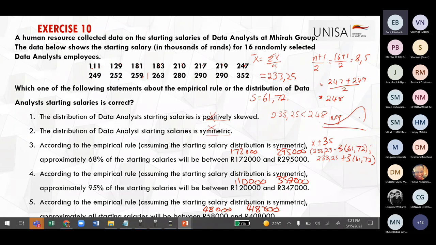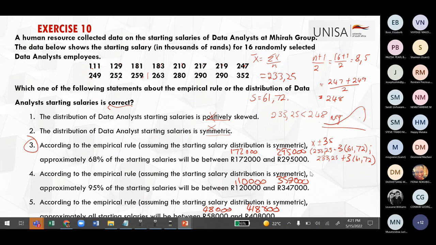So which one of the following statements is correct? The only one that is correct is the one with one standard deviation. It's option 3. And that's how you will calculate them. Once you have the answers, you just need to convert them into thousands, because they say the salaries are in thousands and they rounded them up to the nearest thousands as well.